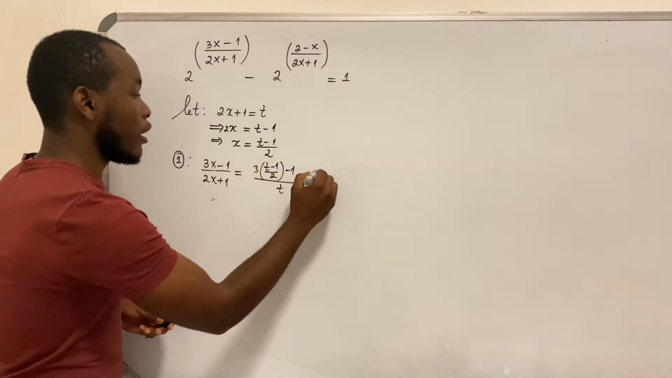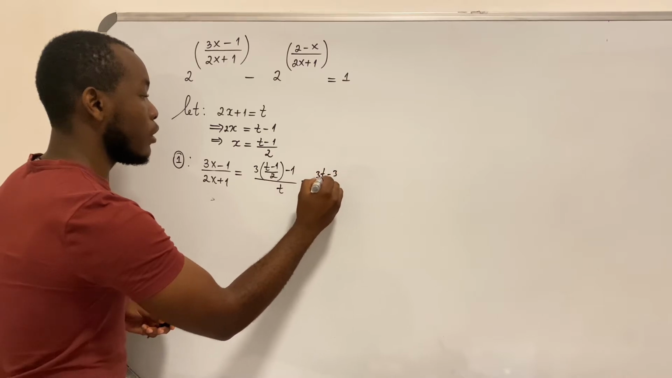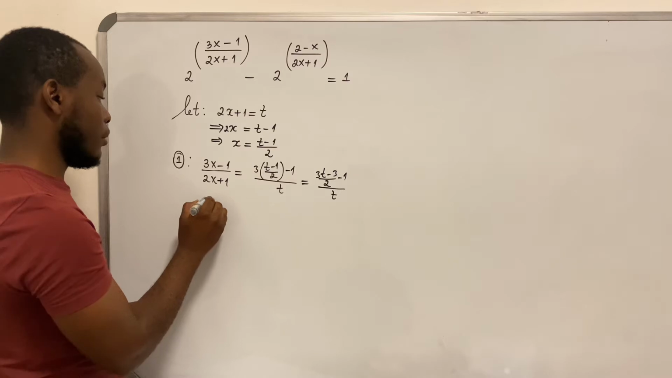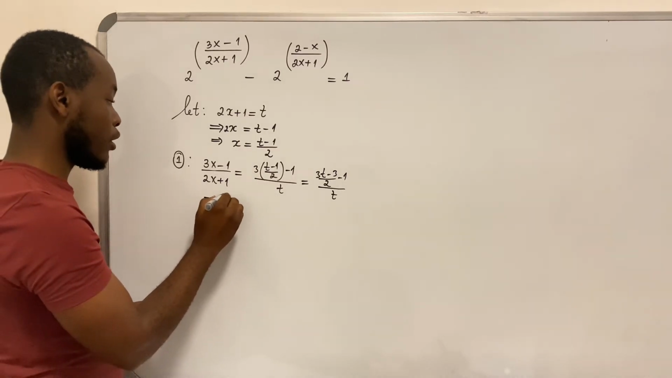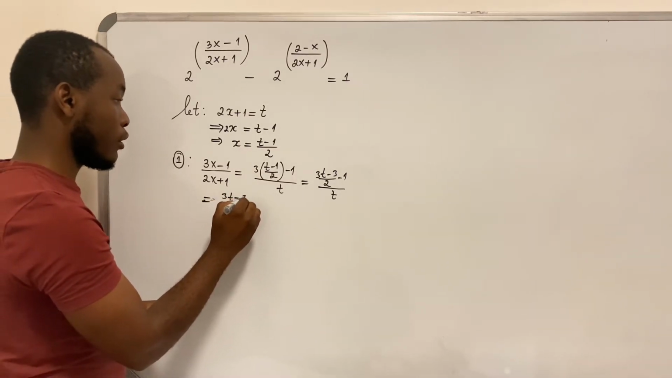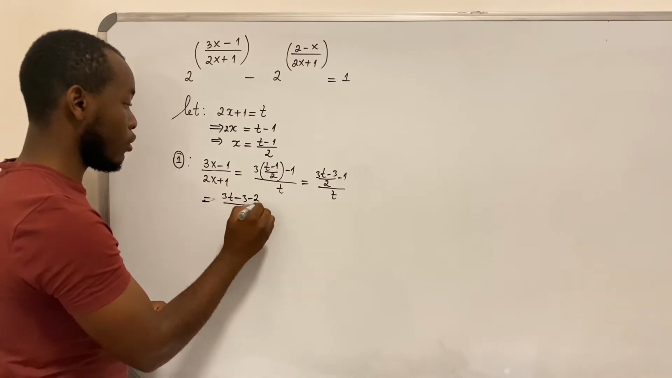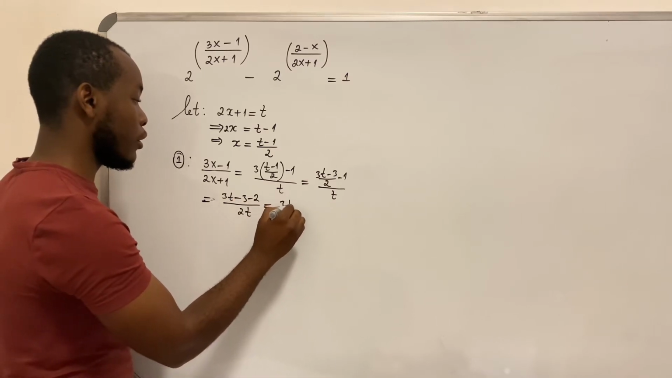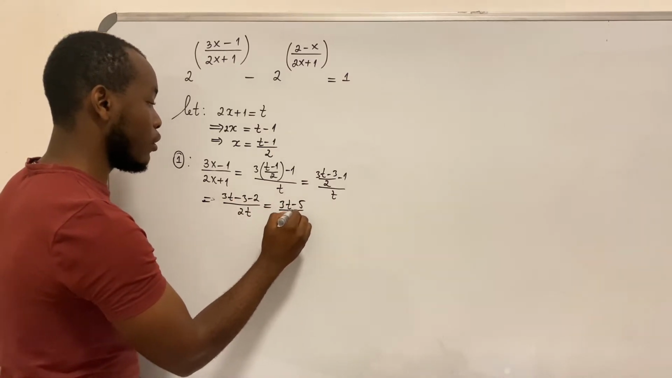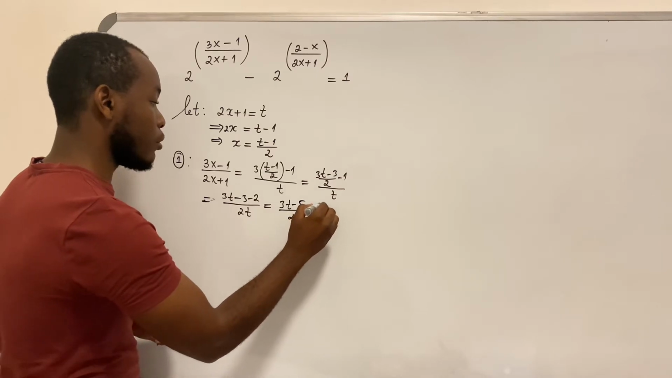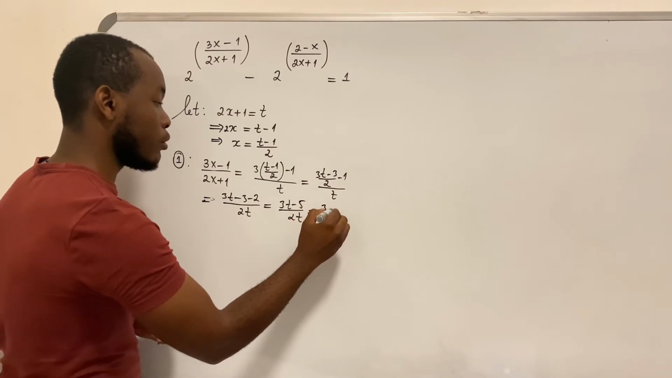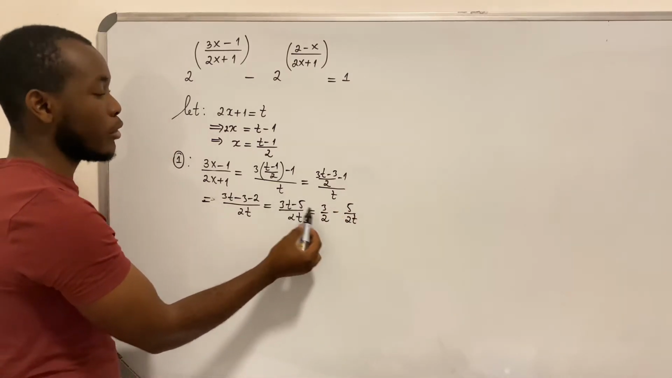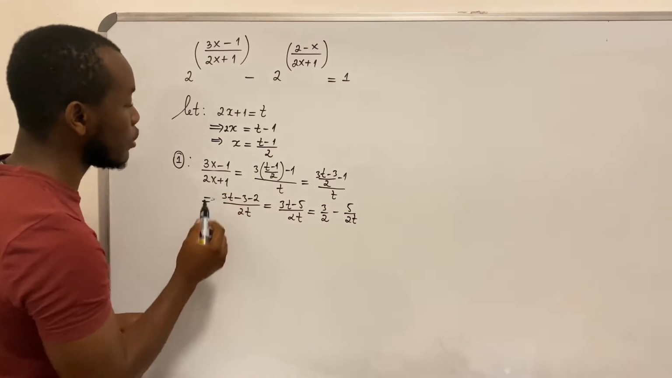So that means here we have (3t minus 3) over 2, minus 1, over t. That means this is equal to (3t minus 3 minus 2) over 2t. All right. So this is (3t minus 5) over 2t, which is equal to 3 over 2 minus 5 over 2t, if we separate each one with the denominator.